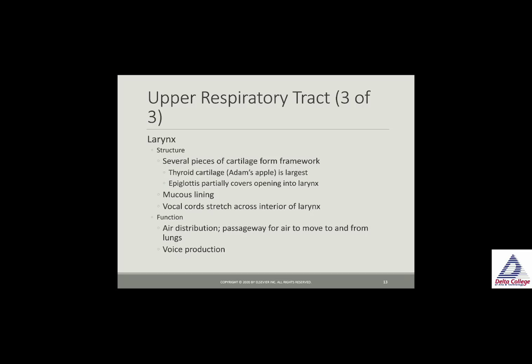Then it's mucus lined, and the vocal cords stretch across the interior of the larynx. That's why when you get laryngitis, or inflammation or infection of the larynx, you start to lose your voice. Now, the function of the larynx is air distribution, a passageway for air to move to and from the lungs, and voice production.